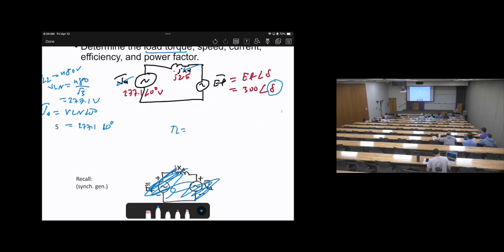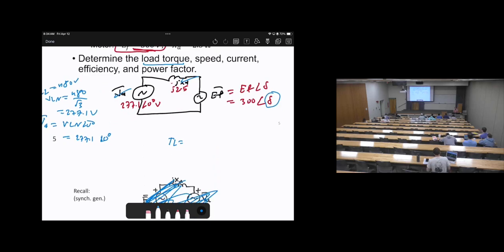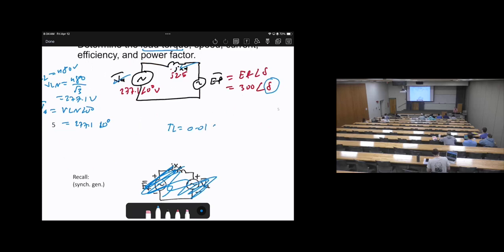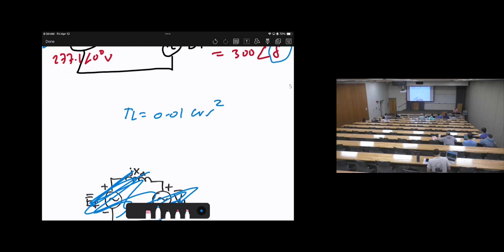TL equals 0.01 times omega r squared. So in order to calculate the load torque, we need to know omega. I don't know omega. How can I calculate omega? Recall the relationship: omega r equals 2 over number of poles times omega electrical.